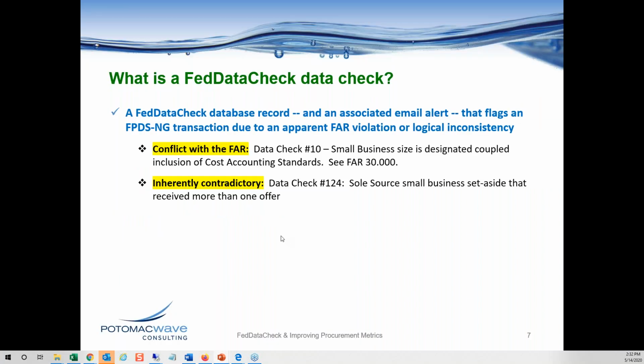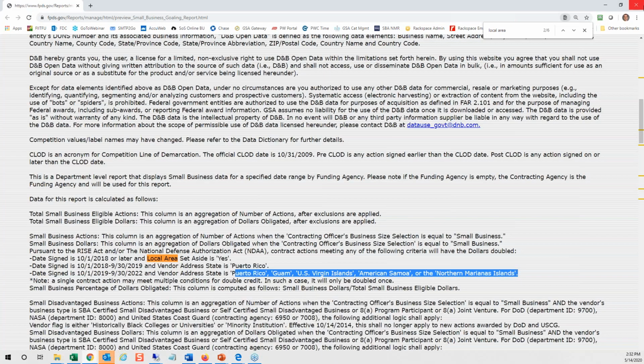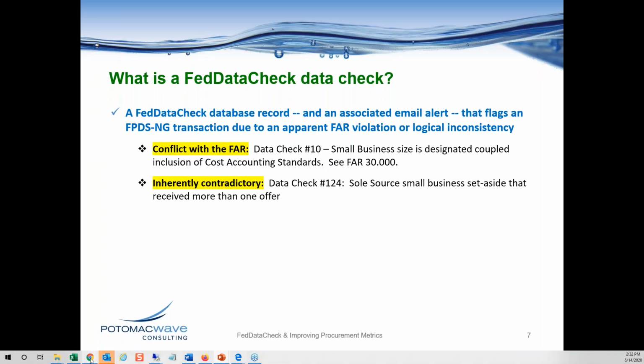Here's another type of contradiction though. It doesn't violate anything in the FAR, it just doesn't make logical sense. A sole source small business set aside that received more than one offer. Let's look at an example of that.